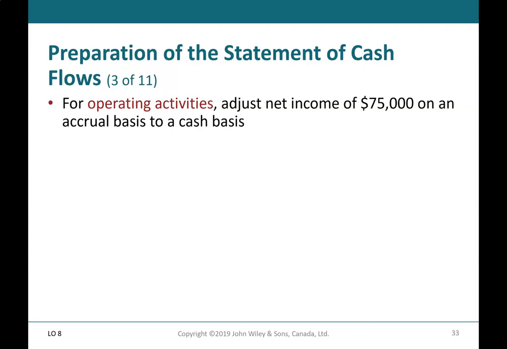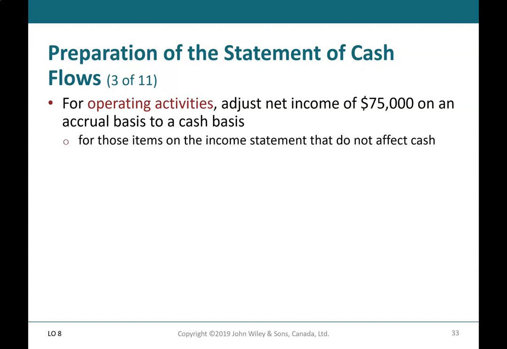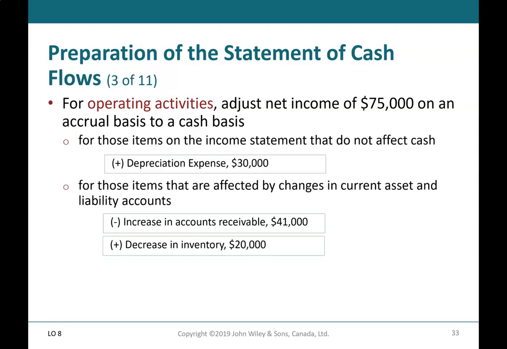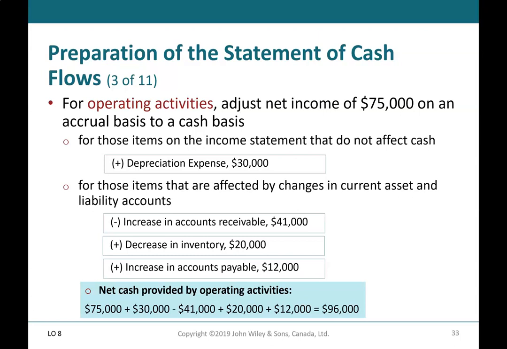Preparation of the statement of cash flows, 3 of 11. For operating activities, adjust net income of $75,000 on an accrual basis to a cash basis. For those items on the income statement that do not affect cash, add depreciation expense $30,000. For those items that are affected by changes in current assets and liability accounts, subtract increase in accounts receivable $41,000, add decrease in inventory $20,000, add increase in accounts payable $12,000. Net cash provided by operating activities equals $96,000.